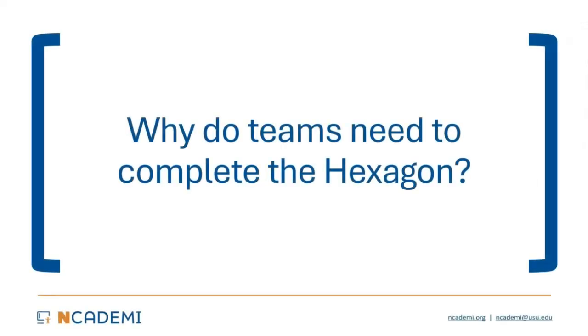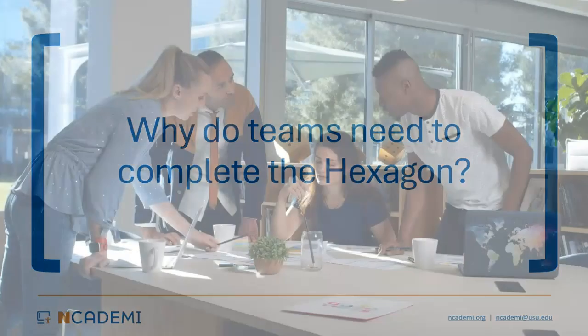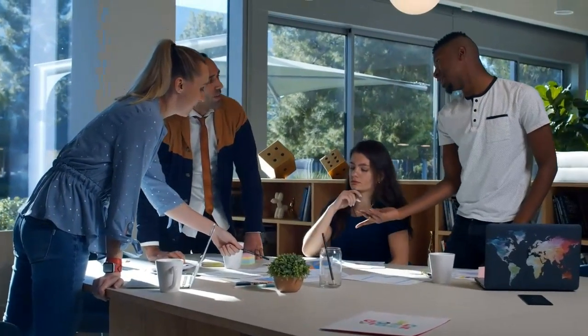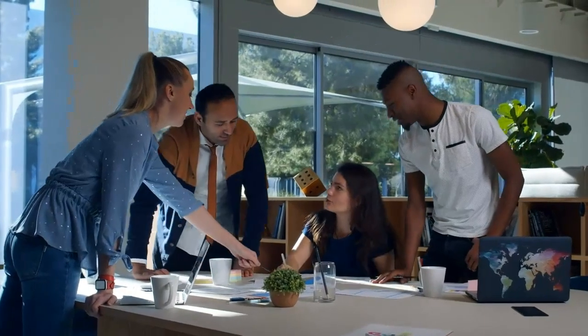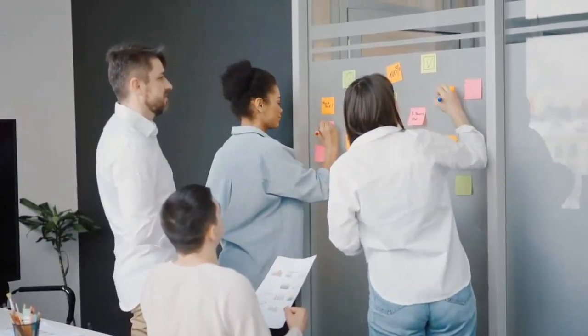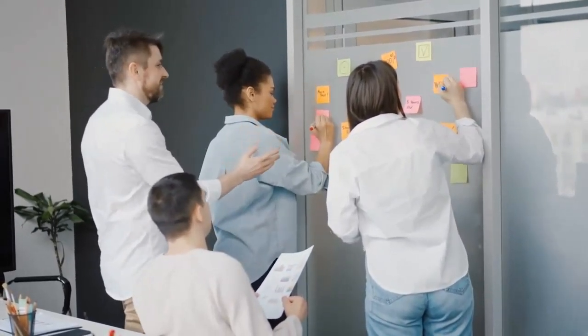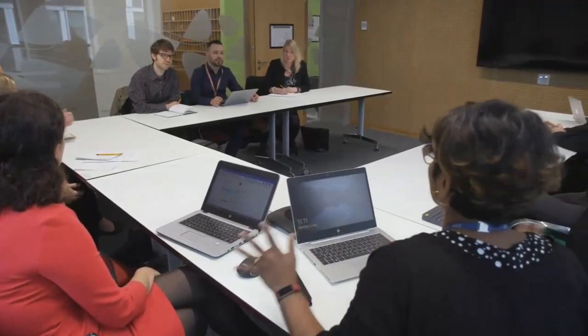So why do we ask teams to complete the Hexagon? The purpose isn't to evaluate your team or determine whether you're ready enough to join the PLG. Instead, the Hexagon is a structured conversation tool. It helps your team reflect on where you are today with digital accessibility, identify system strengths, uncover areas that may need attention, and begin building a shared understanding of your system's current readiness for implementing the quality indicators.